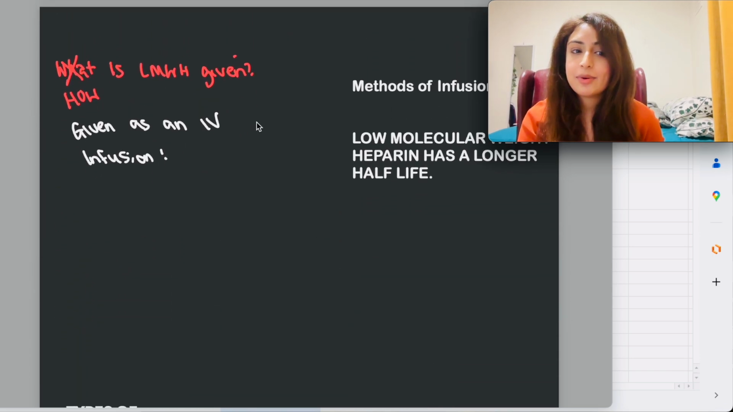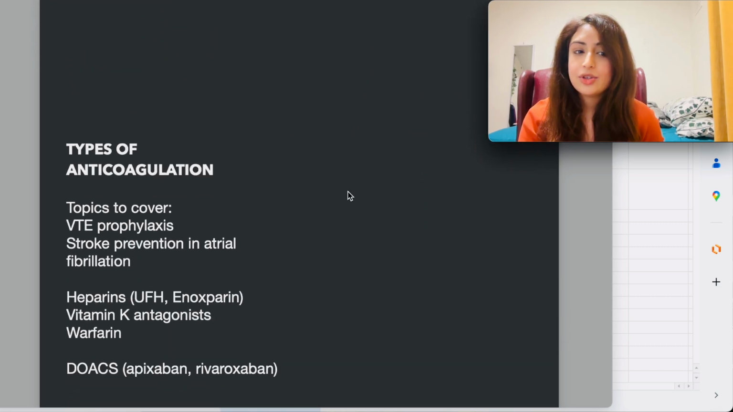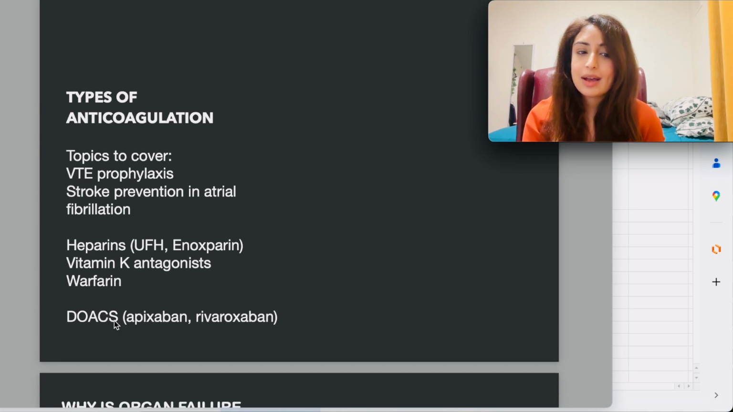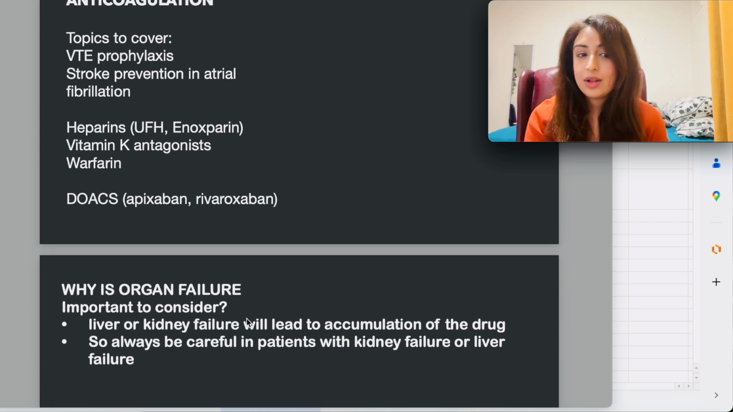Okay, so unfractionated heparin can be given as an IV infusion. Low molecular weight heparin has a longer half-life. So these are the topics that we can cover, which is VTE prophylaxis, stroke prevention and atrial fibrillation, types of heparins, and DOACs like apixaban and rivaroxaban. And edoxaban as well.